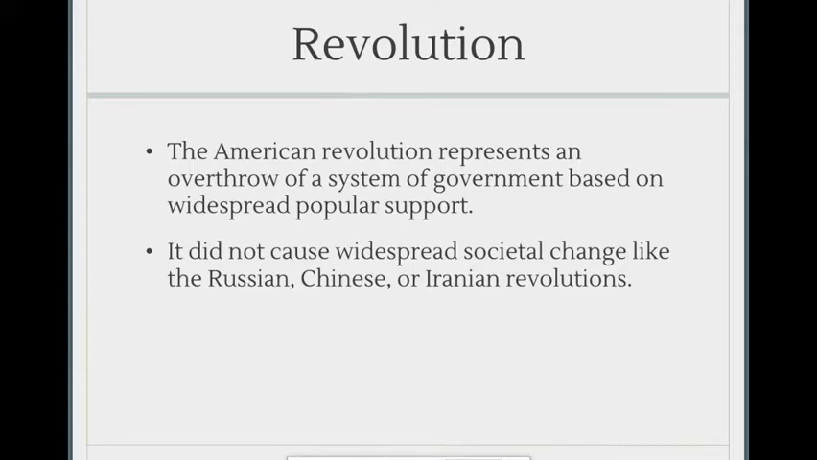So let's look at where all of this came from, starting with the Revolution, okay? The American Revolution represented the overthrow of one system of government based on widespread popular support. It did not cause widespread societal change, like the Russian Revolution and the Chinese Revolution and the Iranian Revolution. It just overthrew a system of government.